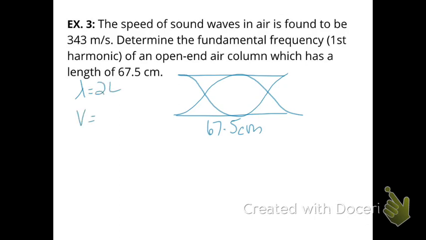So that means our velocity is equal to frequency times 2L. You guys can go. I told you what I'm doing. Y'all are doing fine. So what's that frequency? We know what our velocity is. We know what our length is. So velocity over 2L is going to give me the frequency. That's 343 divided by 2 times 0.675 meters, and that's going to give us 254 hertz.